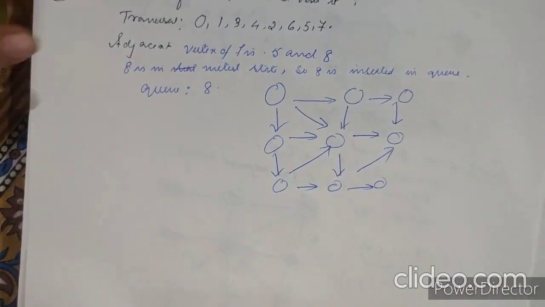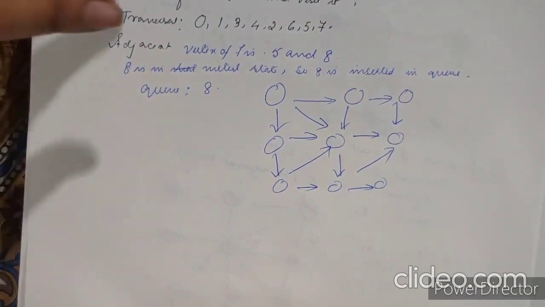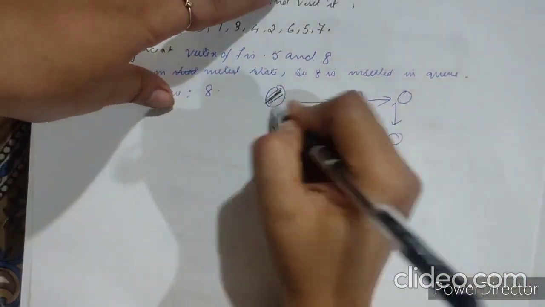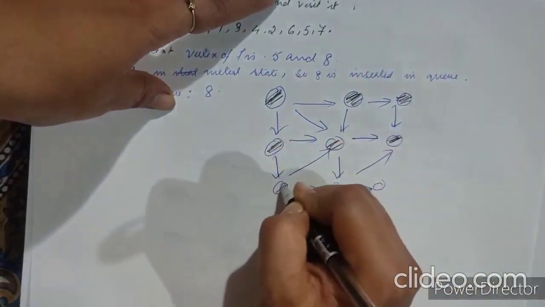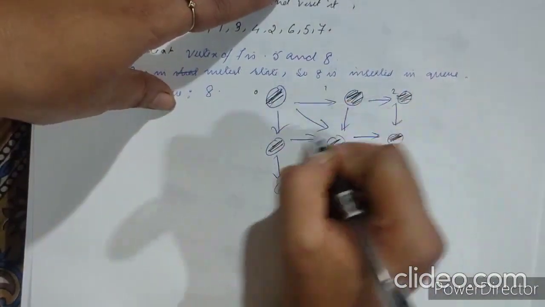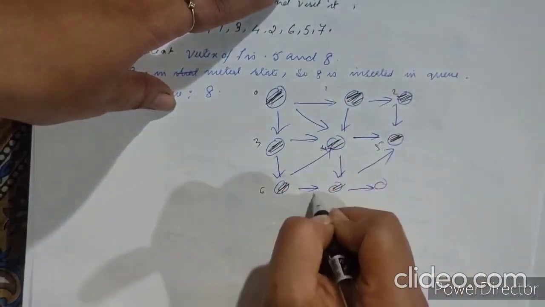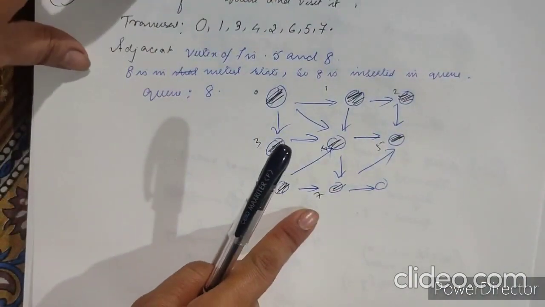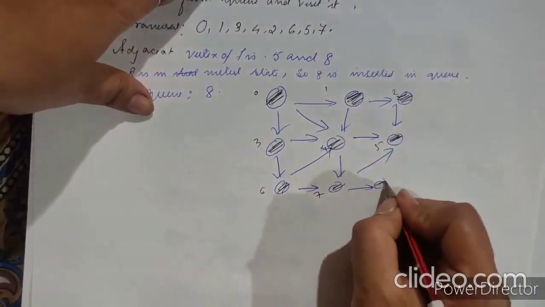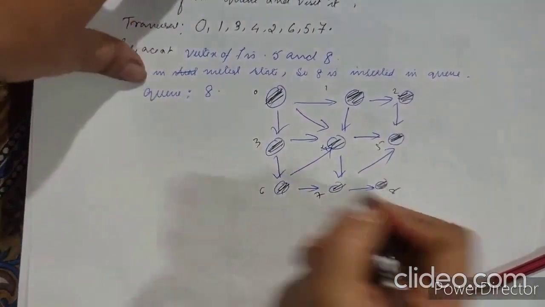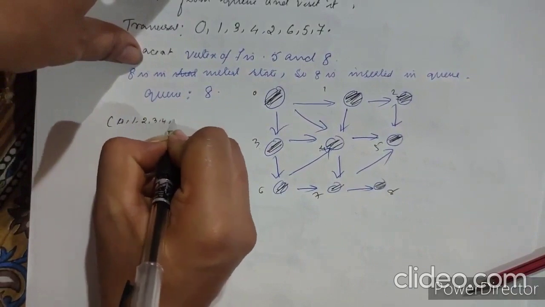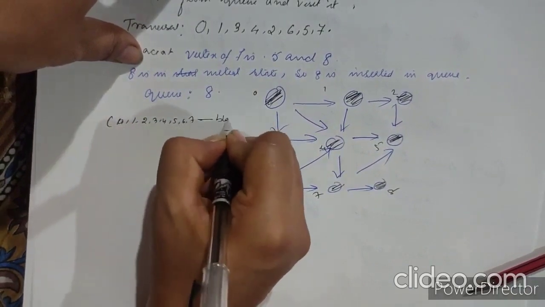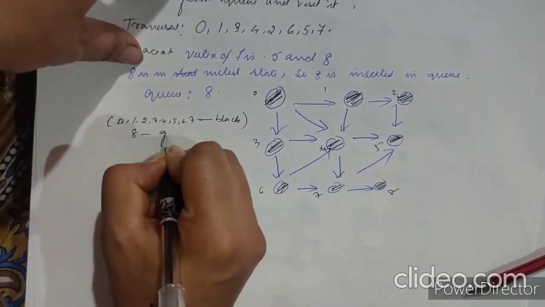So according to this, 0 to 7 will be highlighted with the black. So these are the black. 0, 1, 2, 3, 4, 5, 6, 7 will be highlighted with the black, and then 8 will be gray. This one is the gray. So 0, 1, 2, 3, 4, 5, 6, 7 as the black, and 8 as your gray.